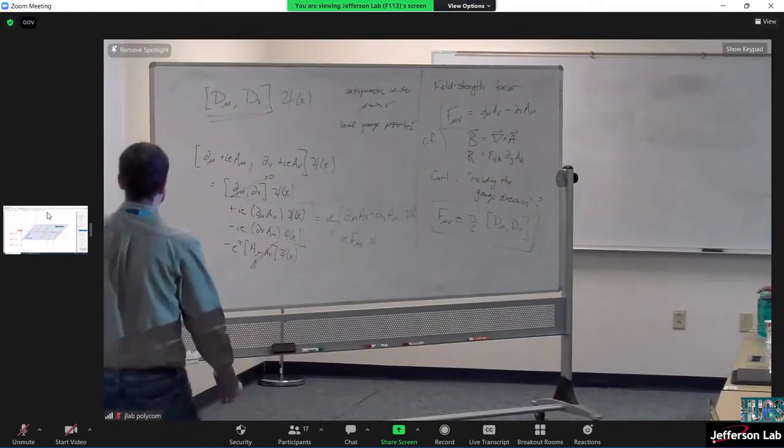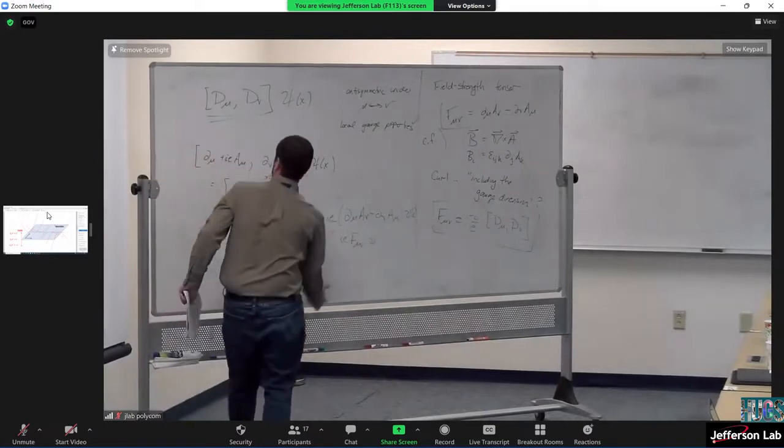Maybe let me write down the Lagrangian one more time, and then we'll compare things before we shift over to actually discussing QCD.